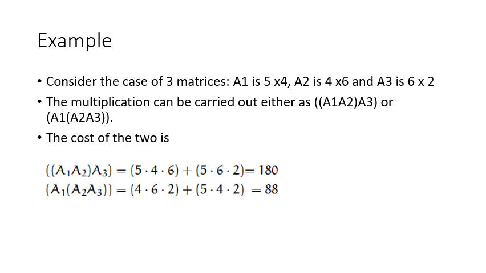So here it is shown that the cost of computing three matrices A1, A2 and A3 in this sequence, meaning first we multiply matrix A1 with A2 and then their result with A3, will result in 180 total multiplications. And in the second scenario, we multiply matrix A2 with A3 and then their result with matrix A1. In this case we will have a total of 88 multiplications. So you see that there is almost 50% reduction in the number of multiplications only by changing the sequence of multiplication.